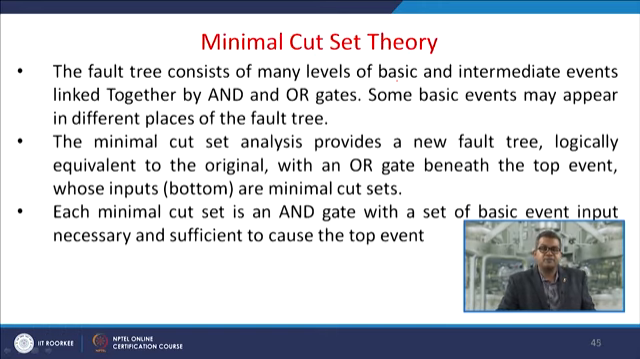Now, the minimal cut set theory says that the fault tree consists of many levels of basic and intermediate events linked together by AND and OR gates. Some basic events may appear in different places of the fault tree. The minimal cut set analysis provides a new fault tree, logically equivalent to the original, with an OR gate beneath the top event whose inputs at the bottom are minimal cut sets. Now, each minimal cut set is an AND gate with a set of basic event inputs necessary and sufficient to cause the top event.